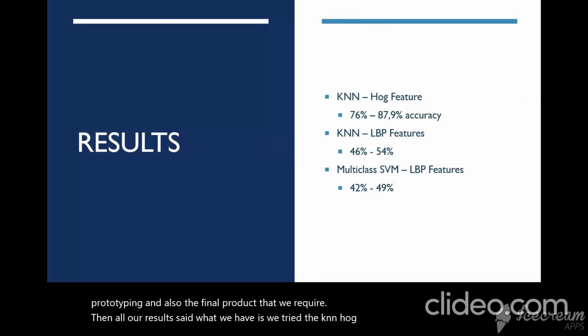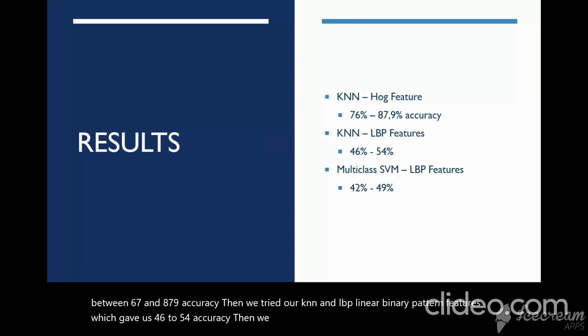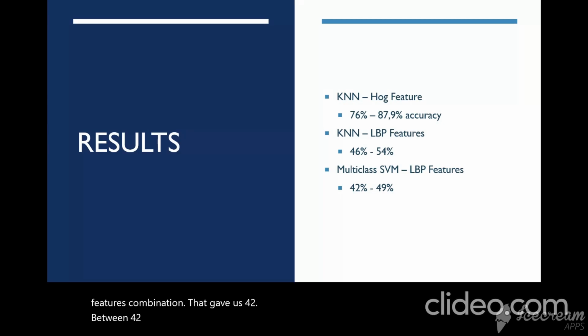Then on our results, we tried the KNN HOG feature combination. It gave us between 67% and 87.9% accuracy. Then we tried our KNN and LBP, local binary pattern features, which gave us 46% to 54% accuracy. Then we tried the multi-class SVM and LBP feature combination that gave us between 42% and 49% accuracy.